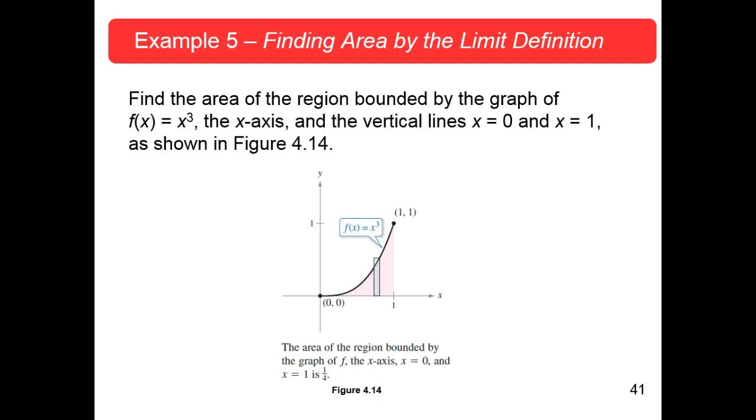So 1 over n. Yeah, exactly. 1 over n. And then you could have taken the left, the right end, or anything in between, that point right there. Whatever point you want from there, that's going to be it.